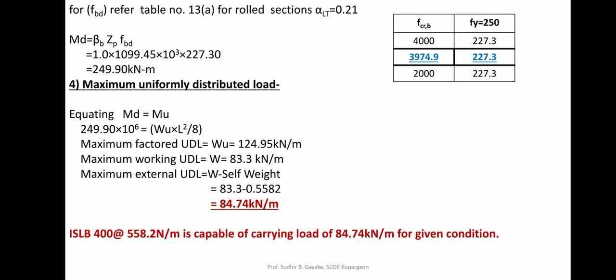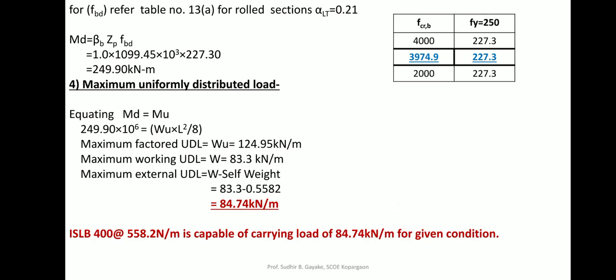Correct? So likewise, you can say that ISLB 400 at the rate of 558.2 Newton per meter is capable of carrying a working load of 84.74 kilonewton per meter for the given conditions. So this is the maximum uniformly distributed load that can be applied. Again, I am repeating, it is the working load. The factored loading capacity is near about 124.95, almost 125 kilonewton. But our answer should be in the working load condition and that value is 84.74 kilonewton per meter.